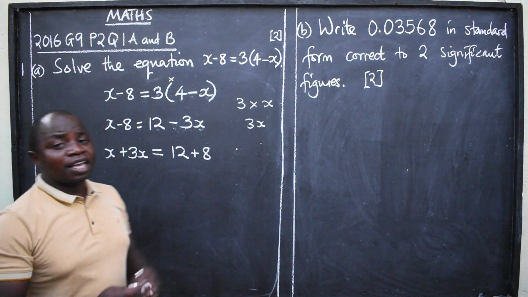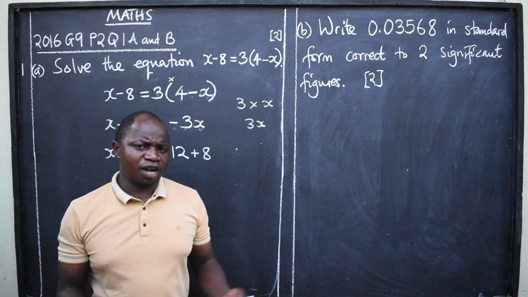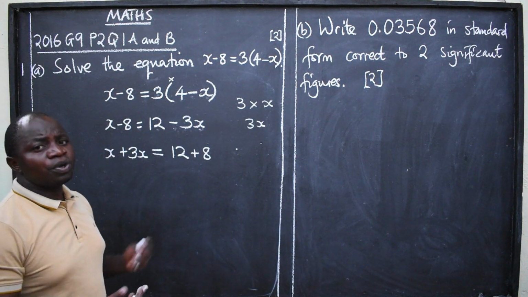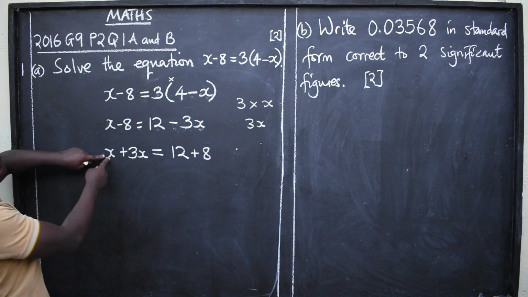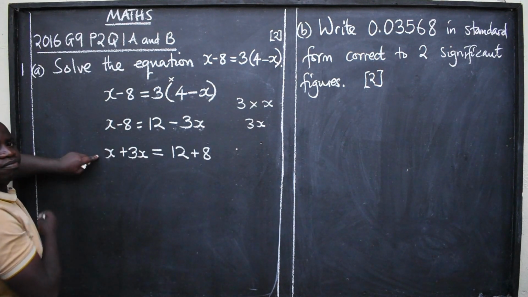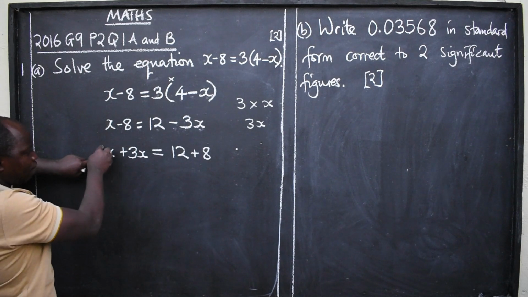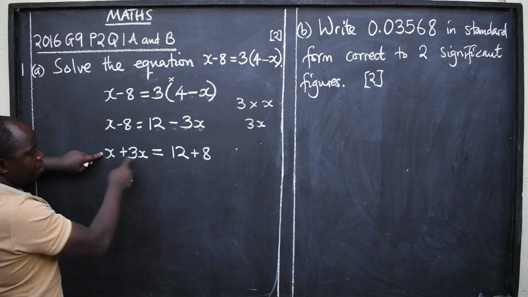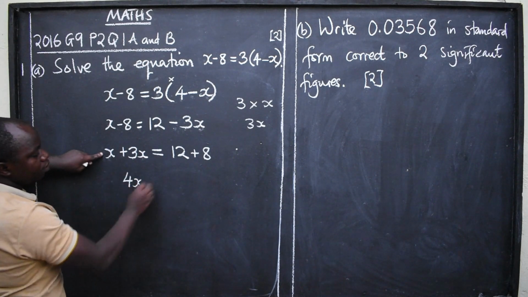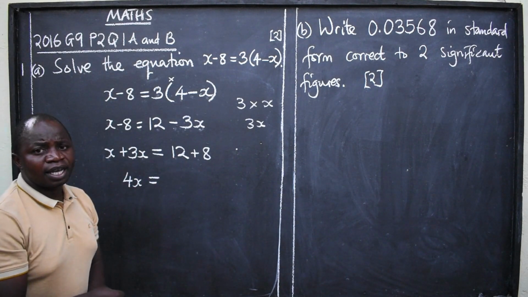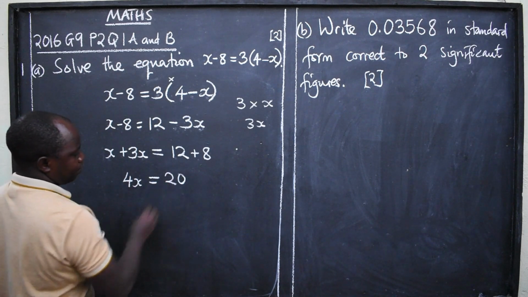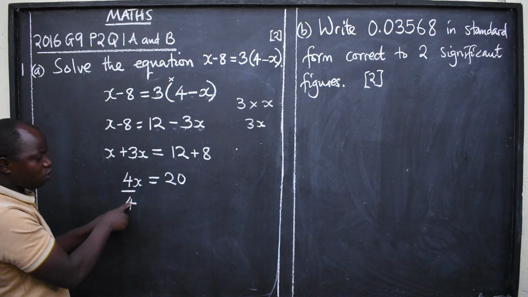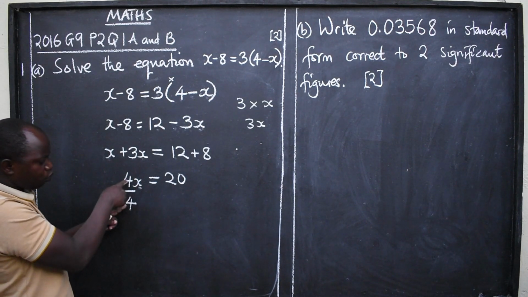Like terms, remember, can be added. They can also be subtracted. So these two here are like terms, x and 3x. We can add them. What number is here? When you only have a variable x, just know that you have a 1. So we are saying 1 plus 3. This will give us 4. Remember, the variable is x. Equals 12 plus 8 will give you 20. Then you can divide by 4. You are dividing by 4 because you want to remain with x. So we don't want this 4.